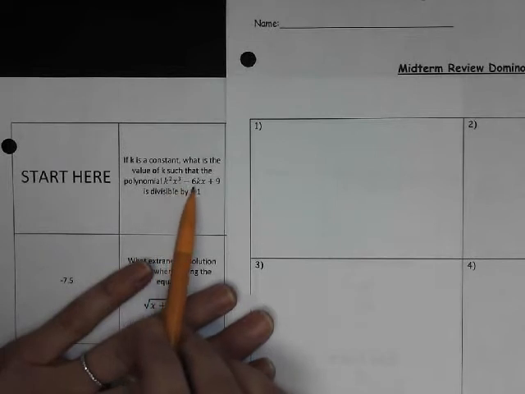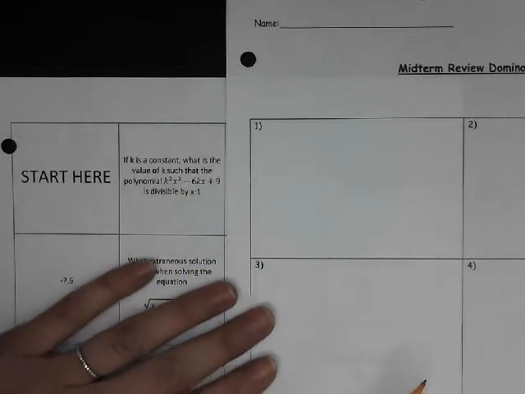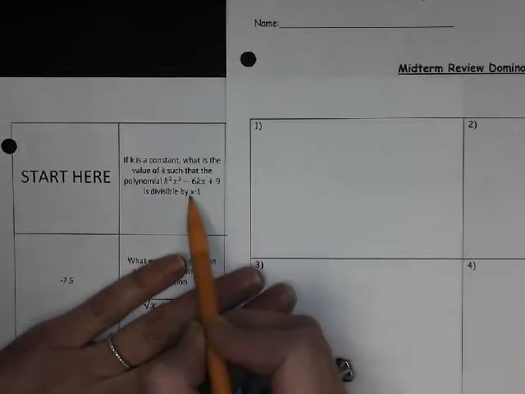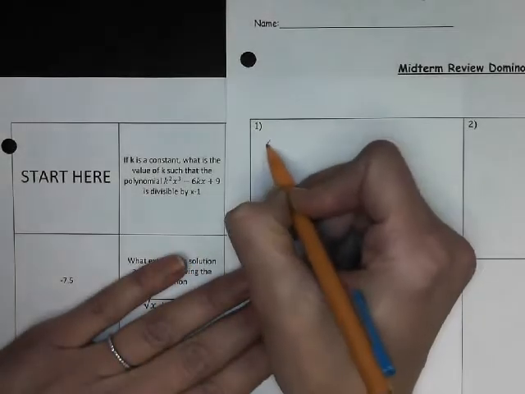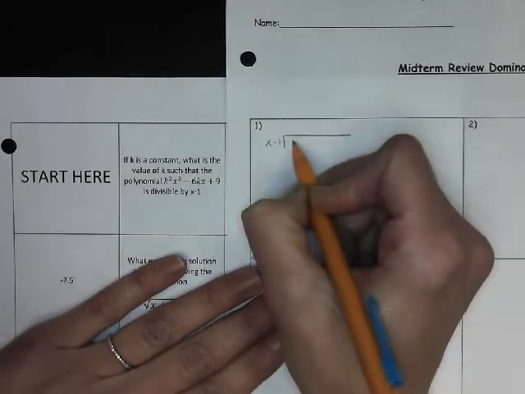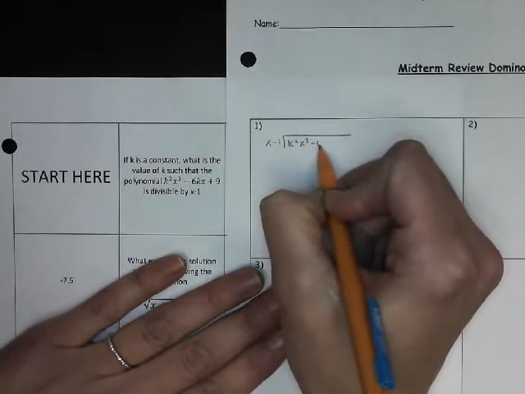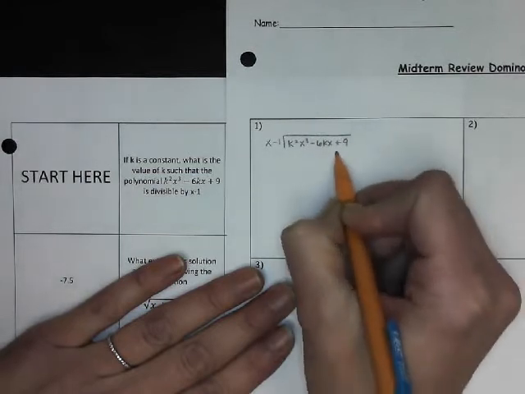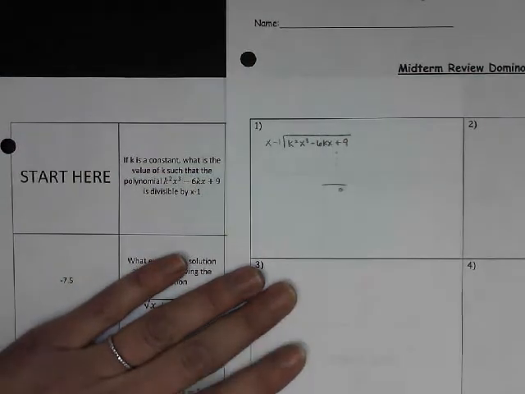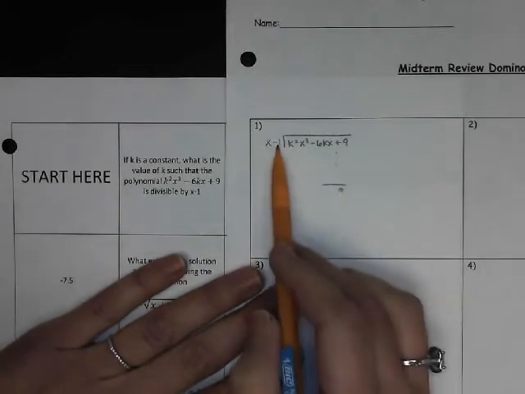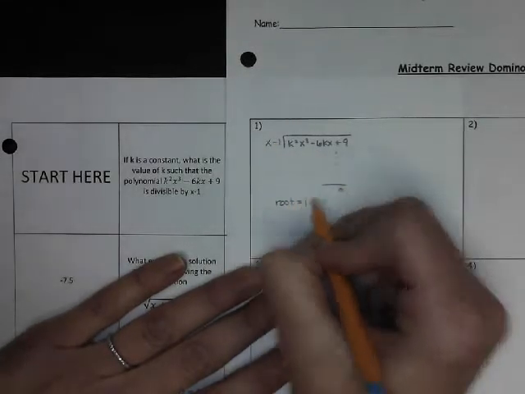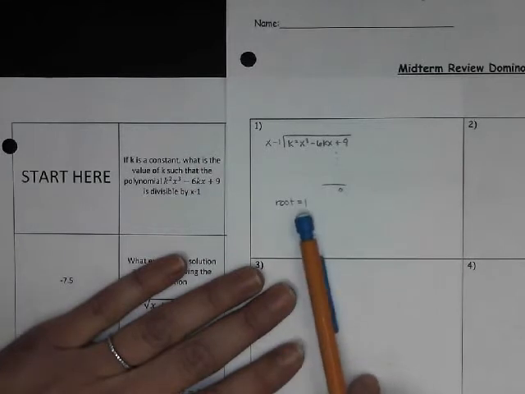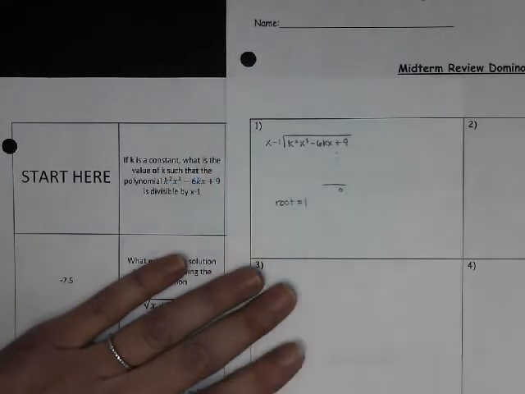k squared x cubed minus 6kx plus 9 is divisible by x minus 1? Okay, if you're divisible by x minus 1, then when you divide by x minus 1, there should be no remainder at all. So we should get a remainder of 0. If you get a remainder of 0, though, because this would be pretty hard to figure out, then x minus 1 is a factor, and therefore the root would have to be 1. If something's a root, that means when you plug it in, it gives you 0.